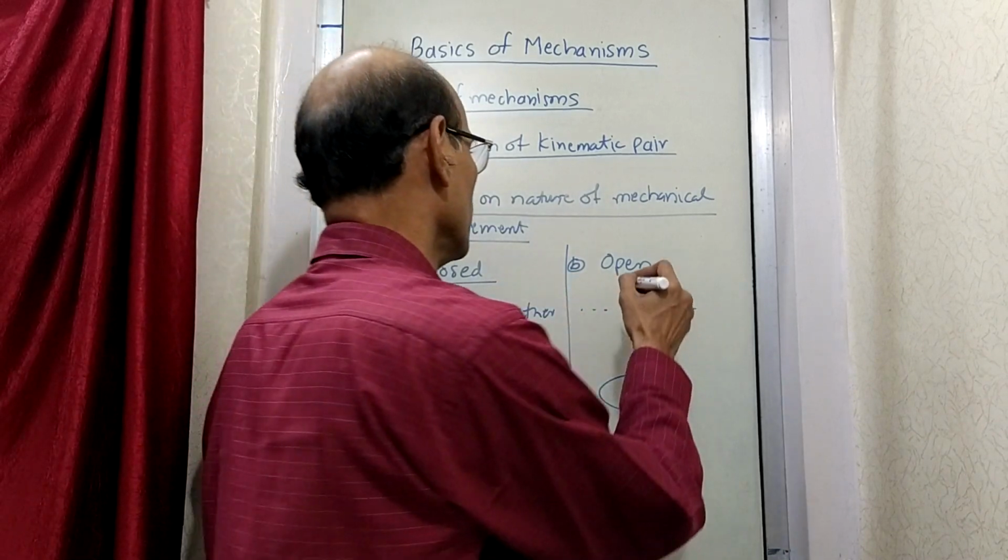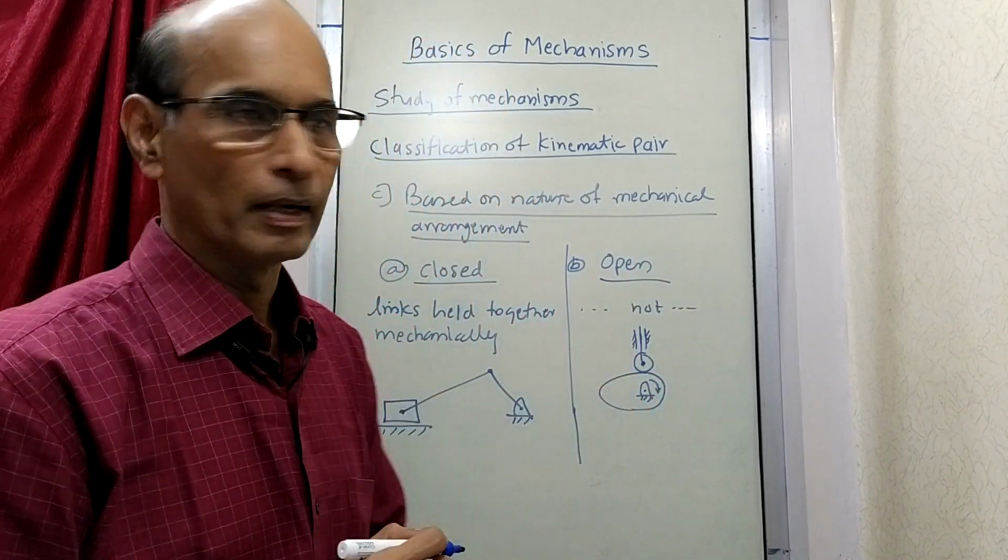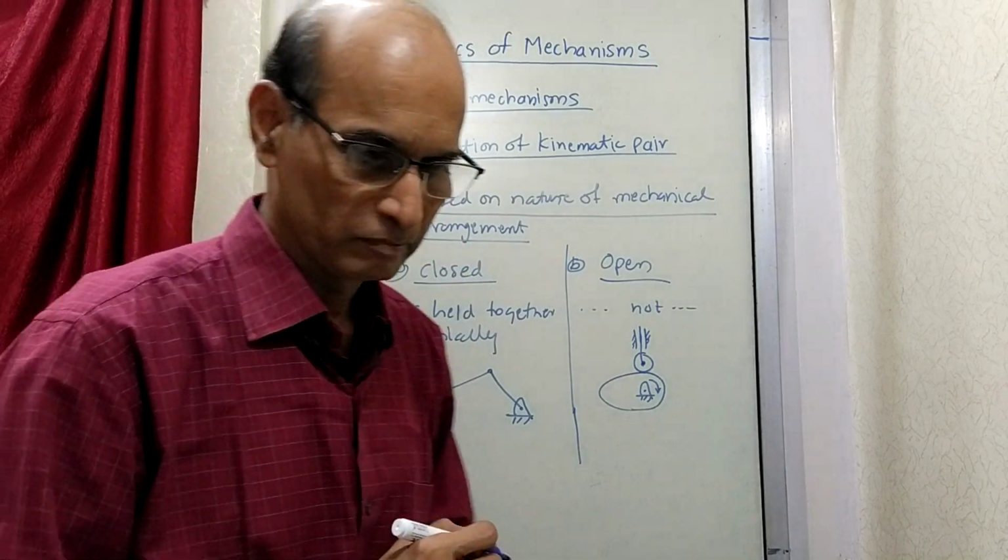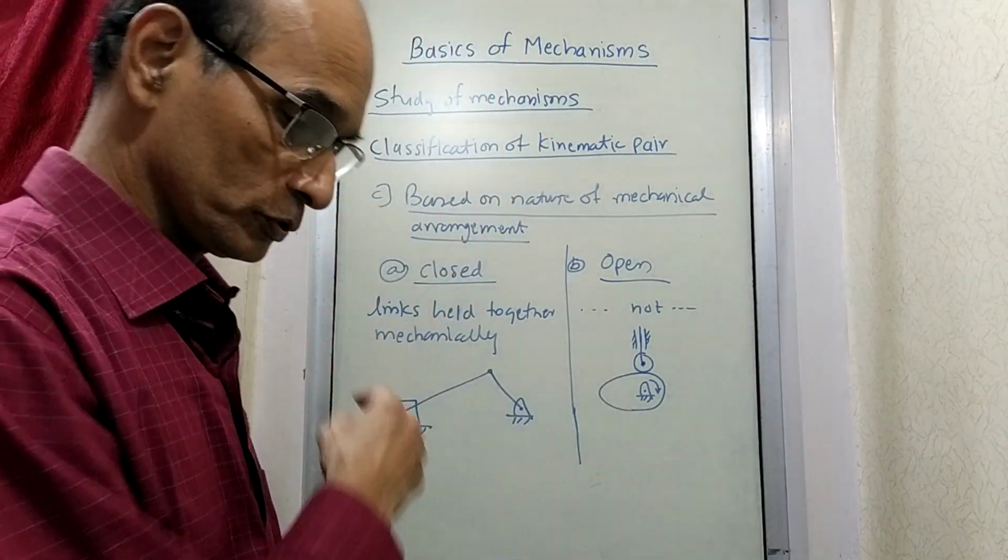So these parts are mechanically held, and those are not mechanically held. This is an open kind of kinematic pair, and this is a closed type of kinematic pair. So write down.